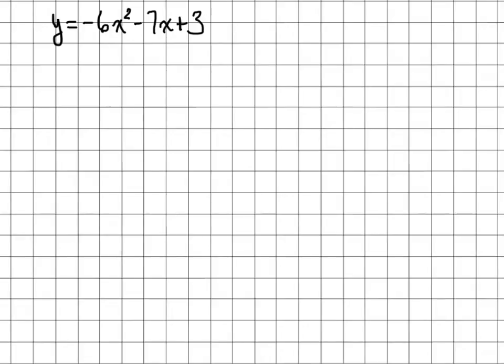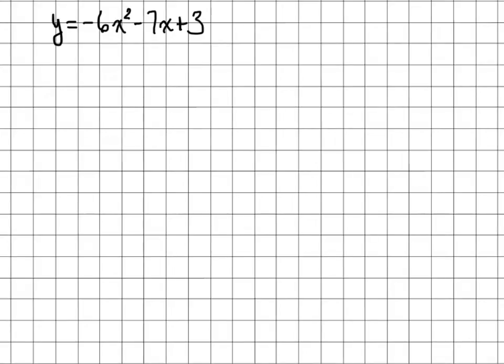So now I'd like you to try this one. This is negative 6x squared minus 7x plus 3. And see if you can factor that one. So pause the video, try it, and then play the video to see if you've got it correct.